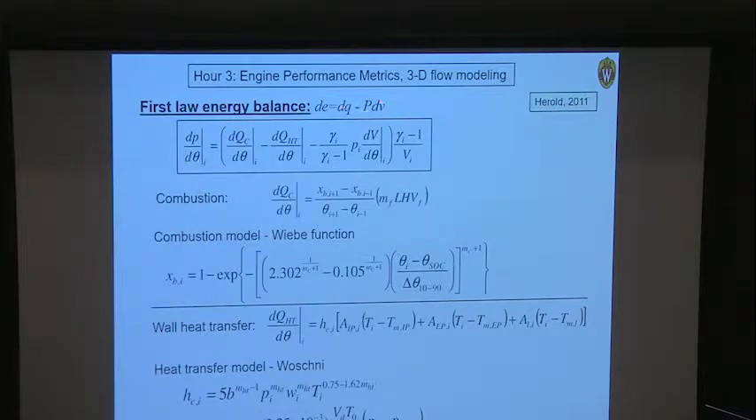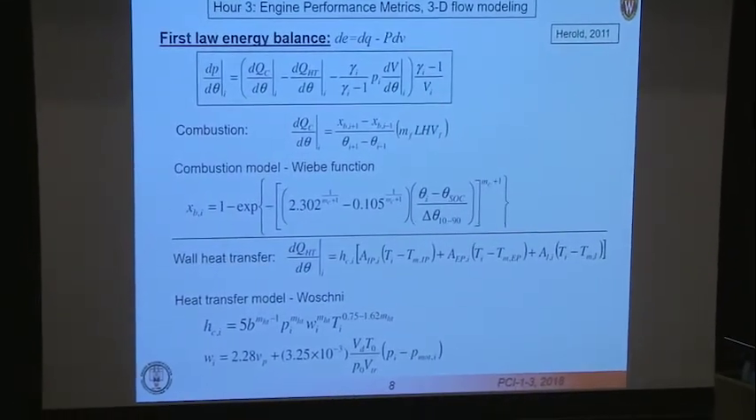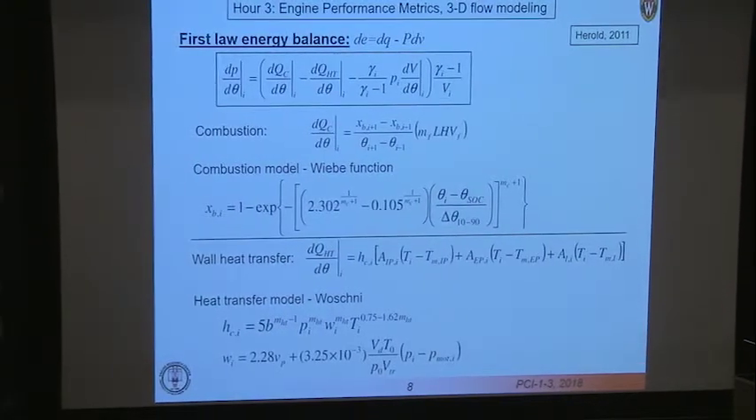So if I take a look at this equation here, I have the change in pressure with crank angle. I can relate that to the rate of combustion and the rate of heat loss. I need expressions for those, and we'll be talking about them in a minute. And here is my PdV work term, ratio of specific heats, volume of the combustion chamber, instantaneous volume.